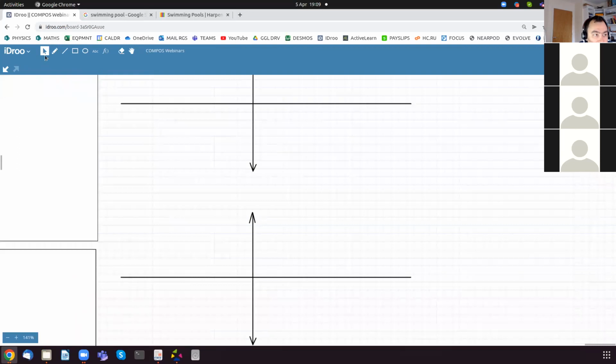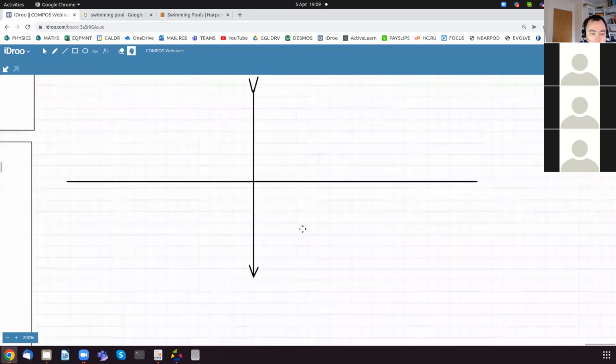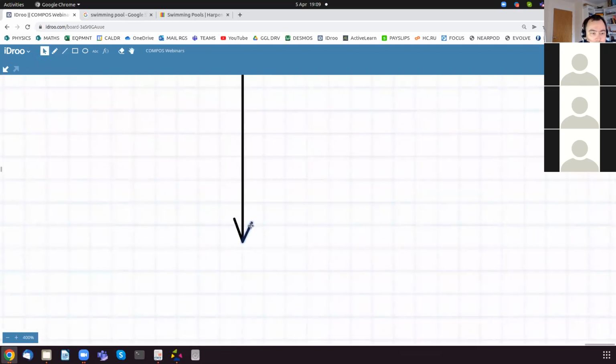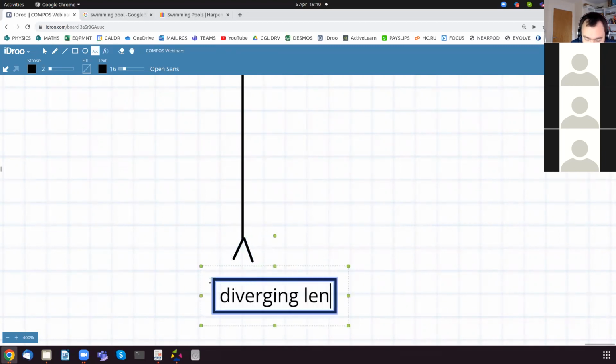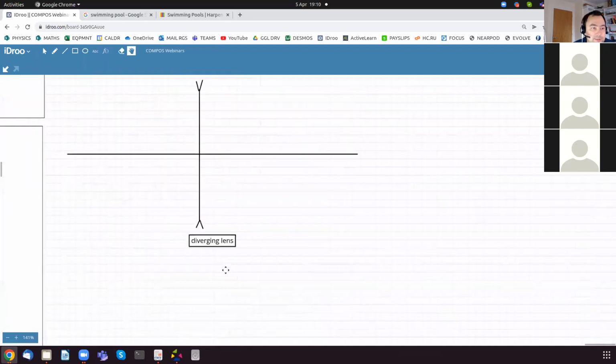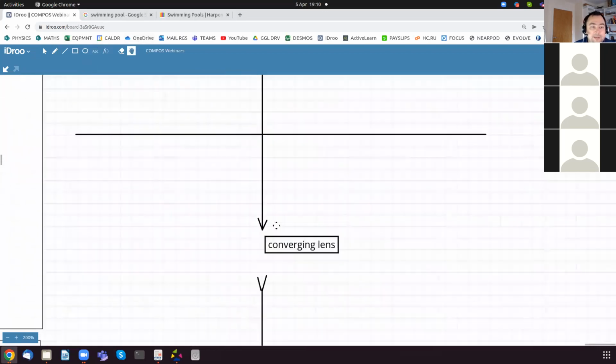All right, a diverging lens looks like this. Okay, so this is a diverging lens, and this is a converging lens.